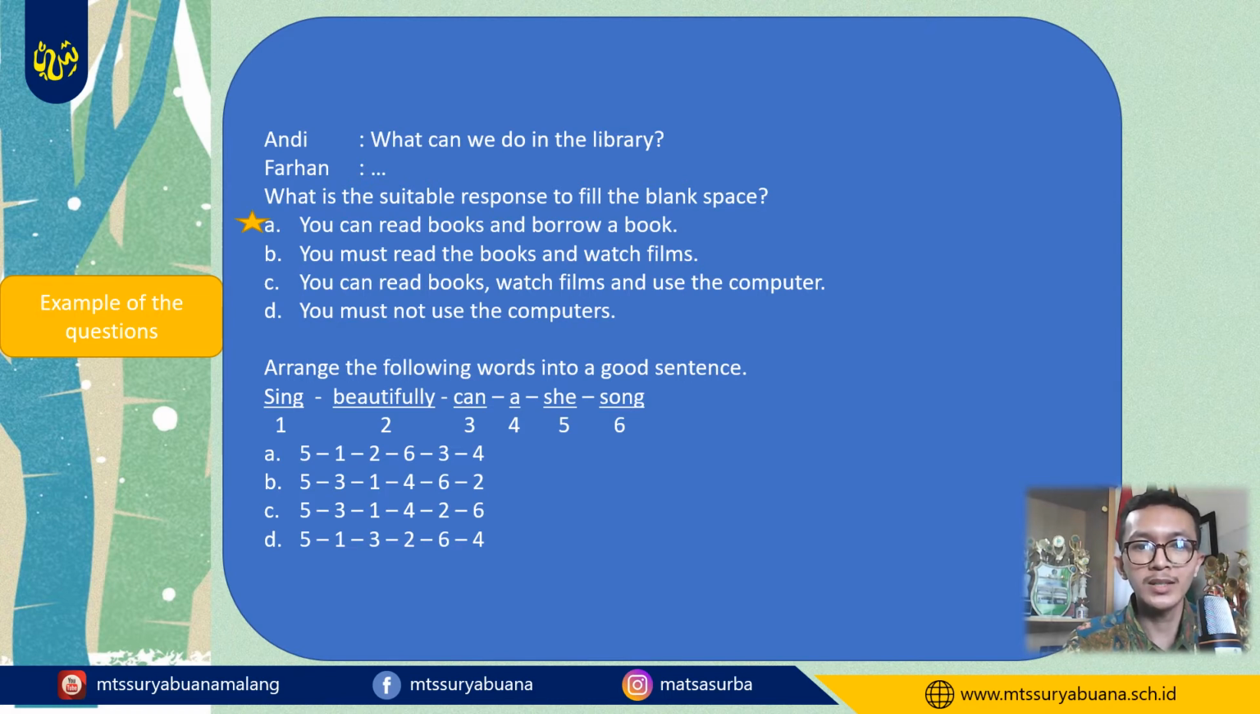We jump to the second question. Arrange the following words into a good sentence: sing beautifully, can, she, and song. What you have to do here is rearrange these words into a good order. Okay, the correct answer is B. She can sing a song beautifully.